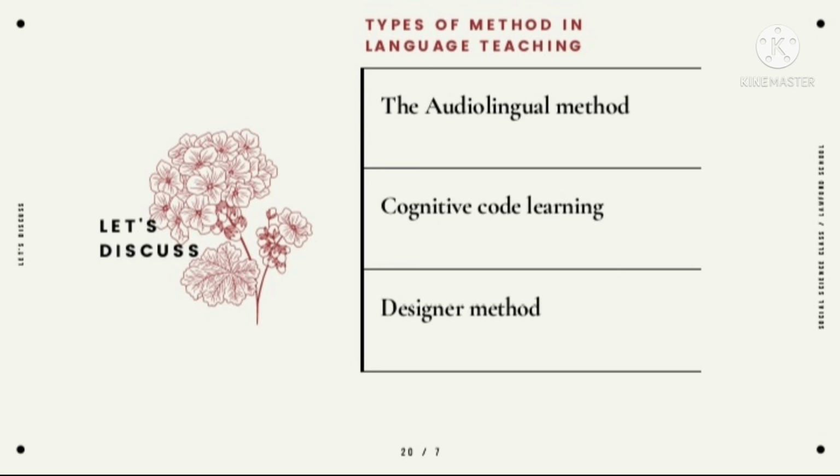The next approach is Suggestopedia. Among the methods I've mentioned before, this one I found unique because the Suggestopedia method uses Baroque music, which in our society is known as classical music. So the Suggestopedia method uses classical music in language acquisition.